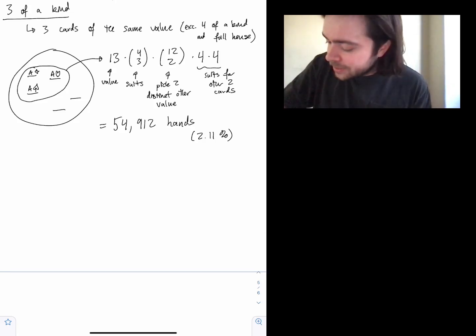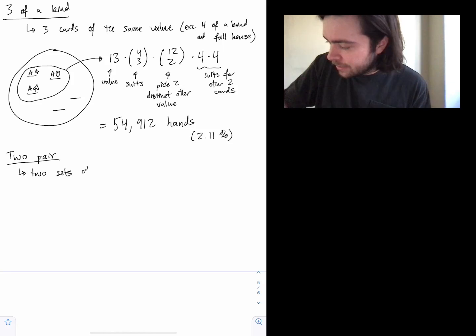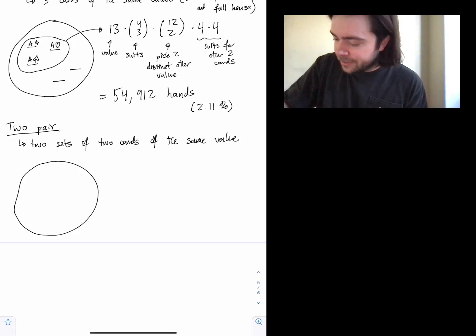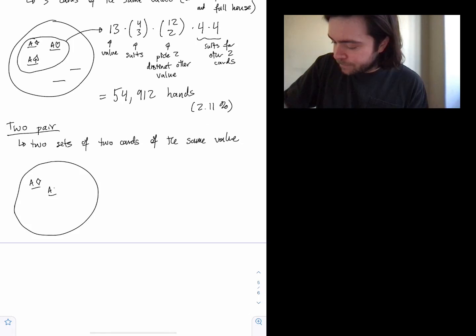All right, next one is 2 pair. So this is 2 sets of 2 cards of the same value. I have a picture of my hand here. Maybe I have ace of diamonds, ace of hearts. Maybe that's 1 pair. And maybe over here, I have queen of spades and queen of clubs. Maybe that's another pair. And then I have an extra card.